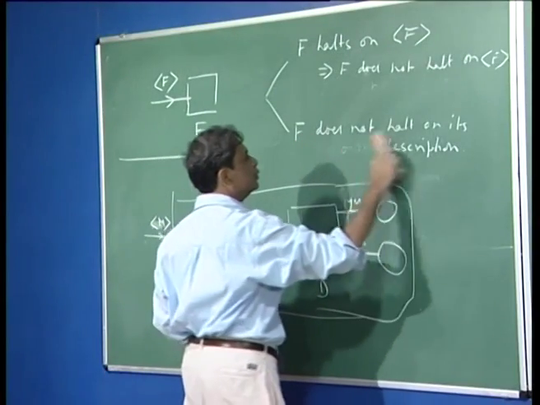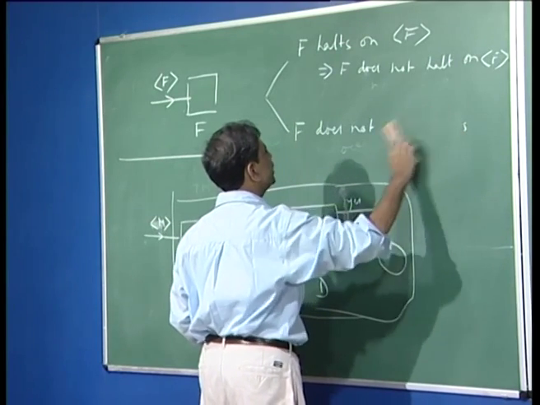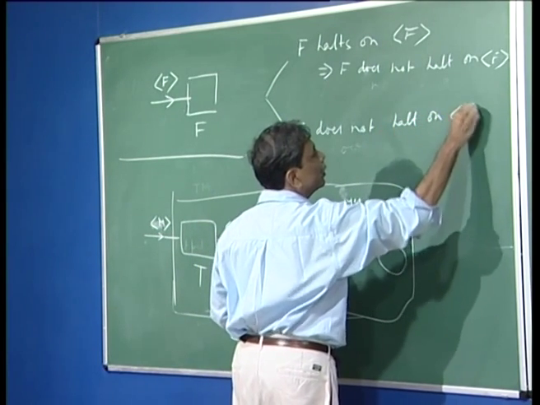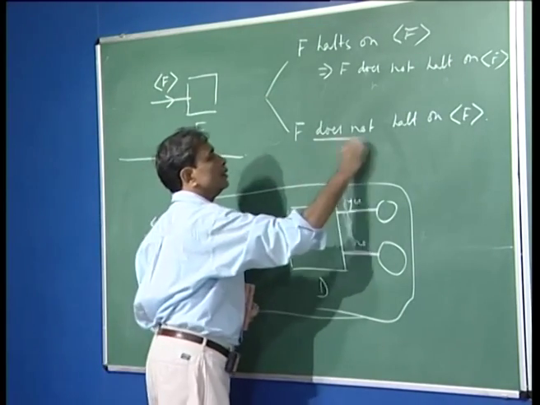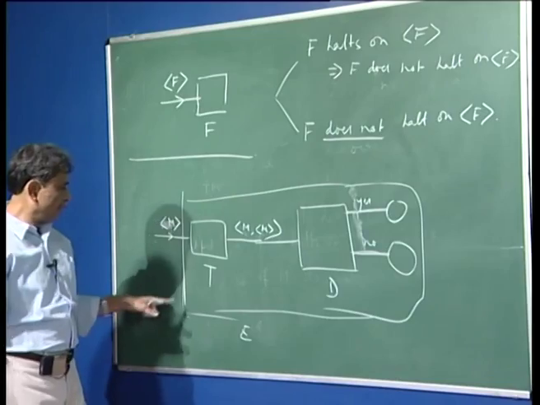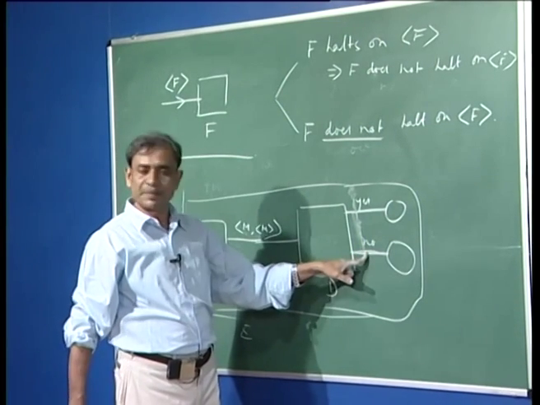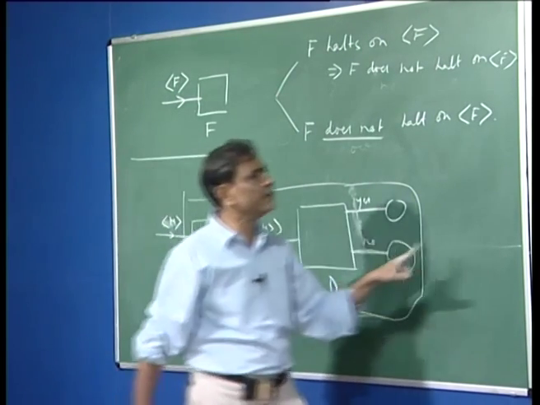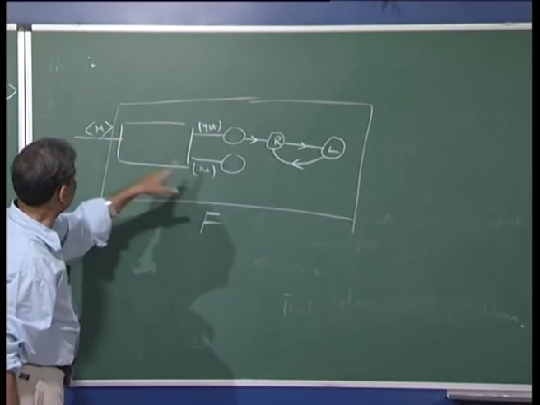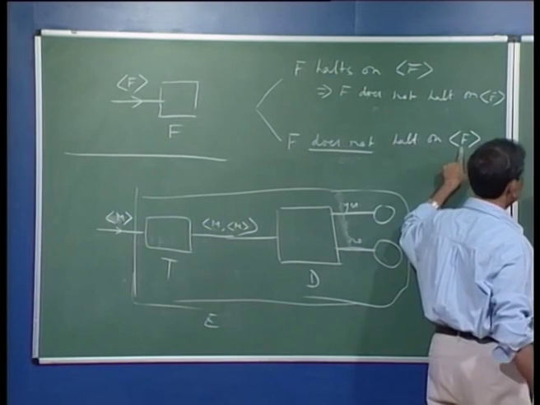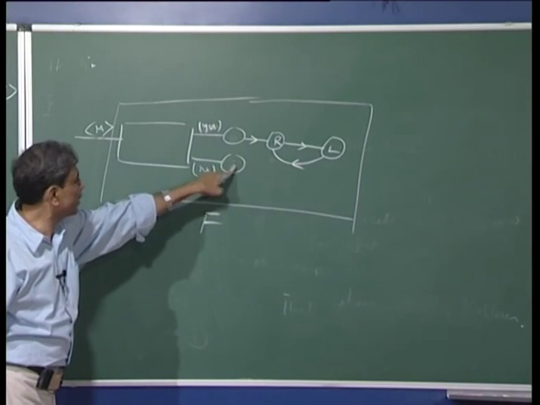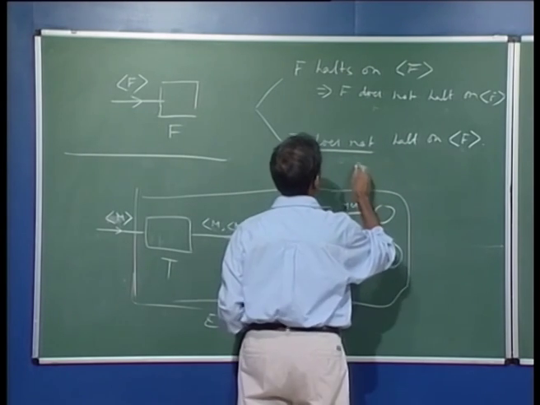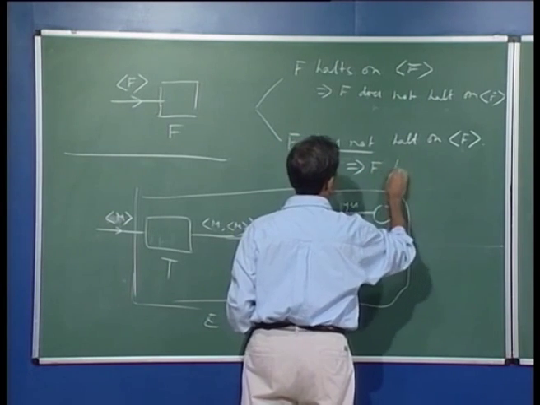And let us therefore consider the other case, F does not halt on F. Now, if F does not halt on F, E would have come to this state, this line, and come to this state. As we said, E and F, the only difference is here. So, F also then on given this as input would have come here, but in this case when it comes to this state it halts. So, if we assume F does not halt on F, that implies we are getting F halts on F.